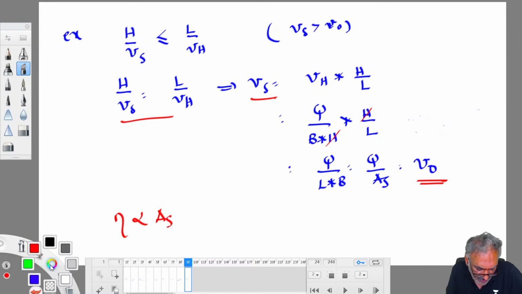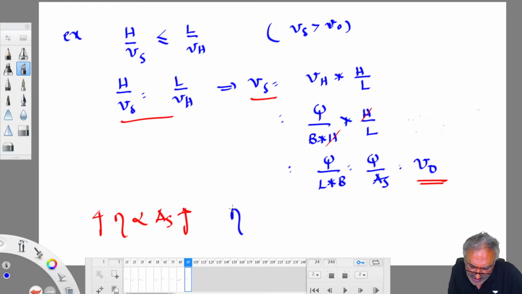to surface area. If you increase surface area, efficiency also increases. If you decrease surface area, efficiency also decreases. So by fine tuning surface area, we adjust. Surface area is an important parameter. Understood?